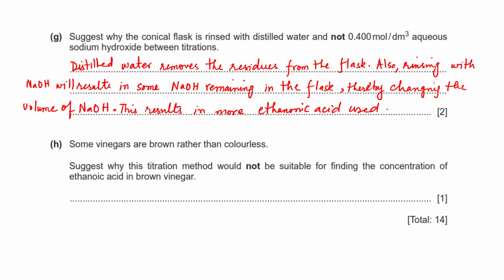Then part H says some vinegars are brown rather than colorless. Suggest why this titration would not be suitable for finding the concentration of ethanoic acid in brown vinegar. So remember, we are using an indicator to establish a color change effect. So when we already have a brown vinegar, the color change will not be visible properly with the indicators we are using.